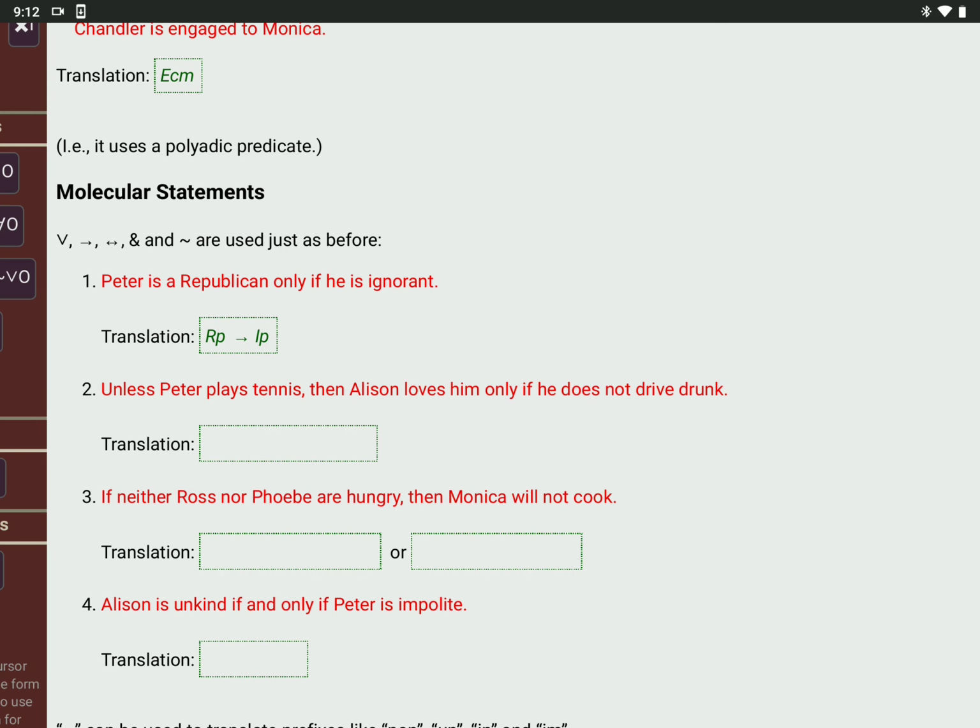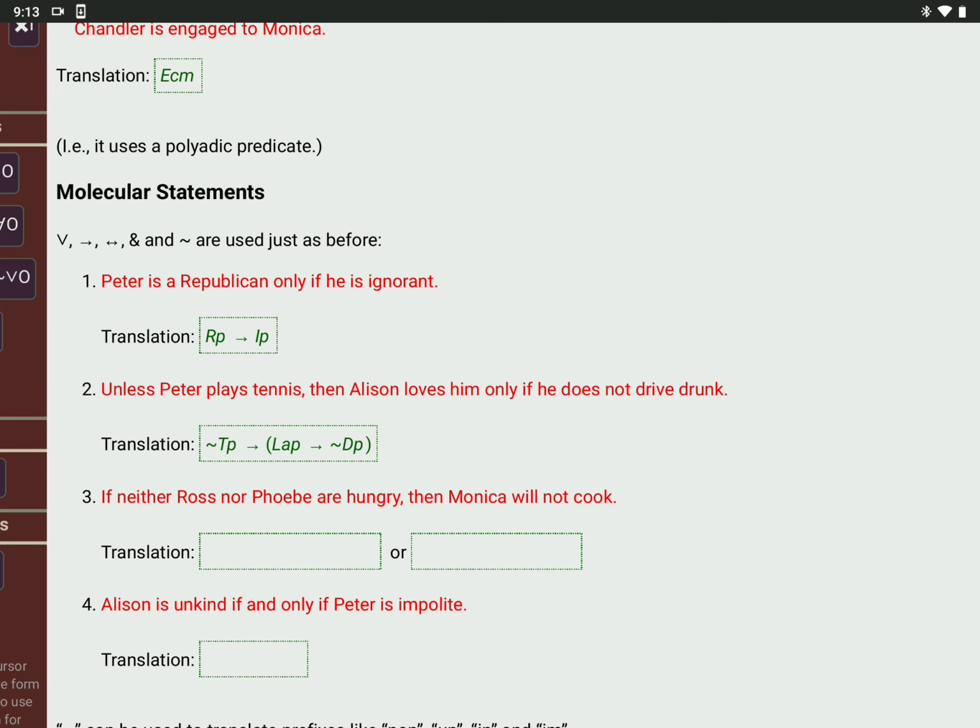Unless Peter plays tennis, then Allison loves him only if he does not drive drunk. Unless is "if not." So if it's not true that Peter plays tennis, if not TP, then, that's the arrow, in parentheses, Allison loves him. That's Allison loves Peter, LAP, arrow, Peter does not drive drunk, not DP. So not TP for "unless Peter plays tennis," arrow, Allison loves him, LAP, that's Allison loves Peter, only if it's not true that Peter drives drunk, not DP.